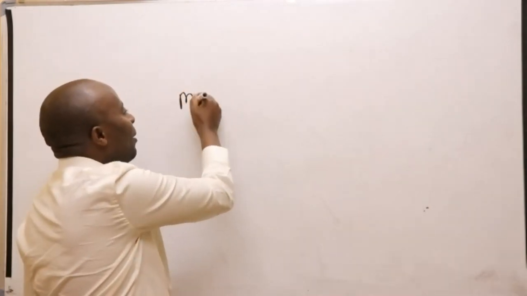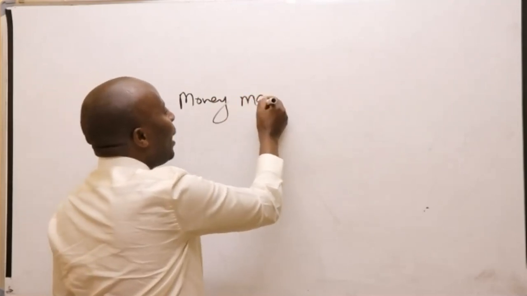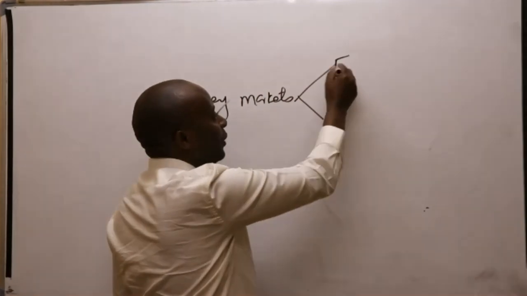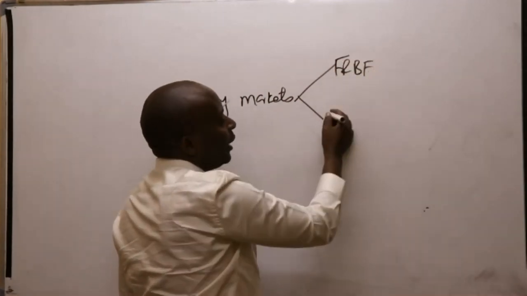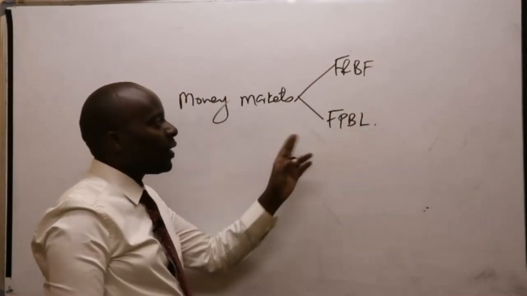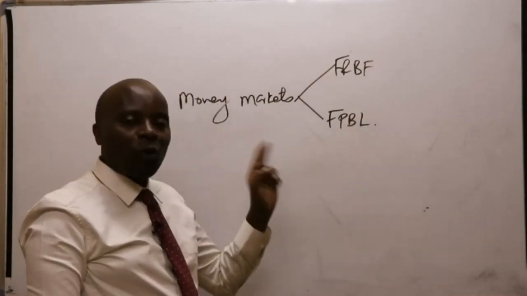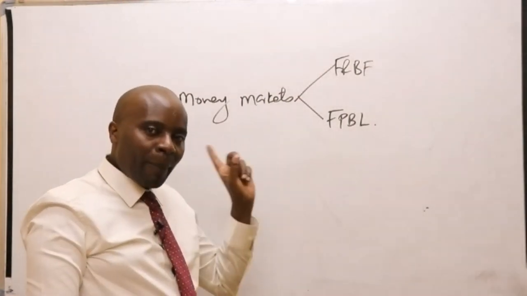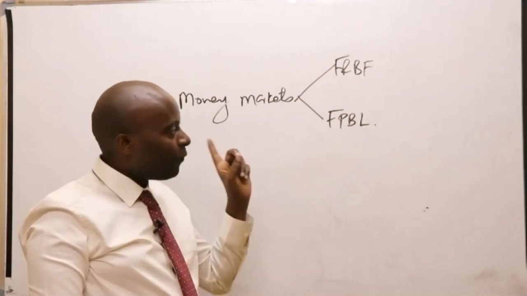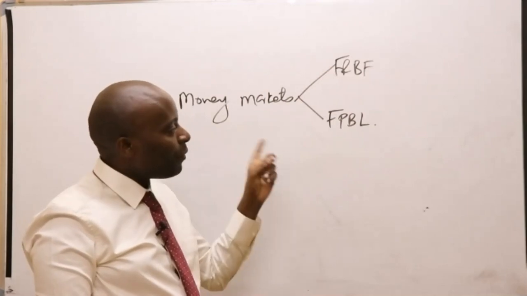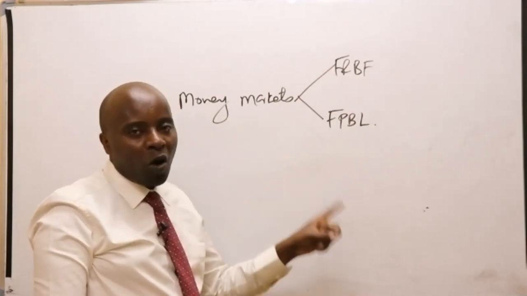Ladies and gentlemen, this is a receipt. Remember, for money markets, I'm repeating this severally. We have got two rules here. We have the foreign receipt one, and then number two, we have what we call foreign payment. You borrow local. For the new students, you can write there, FRBF stands for foreign receipt, borrow foreign. And then we have foreign payment, you borrow local.